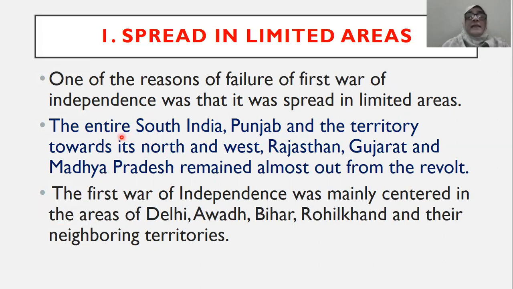Okay, then the entire South India and the Punjab territory towards the north and west were not a part of the revolt. Rajasthan, Gujarat, Uttar Pradesh were not a part of the war. It was limited to Delhi or Bihar. I mean, look at the areas. It was limited to particular areas. So definitely it played a vital role in losing, because we were not all together against the Britishers. And as we all know, their strength and vision were so clear that it was easy for them to put us down.